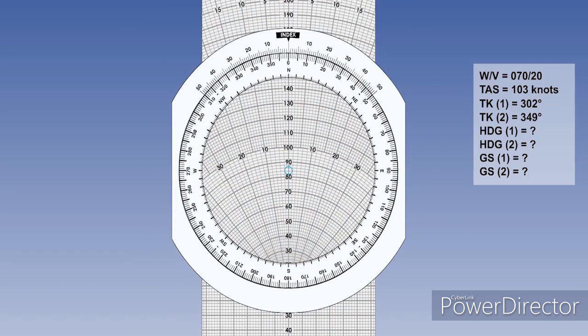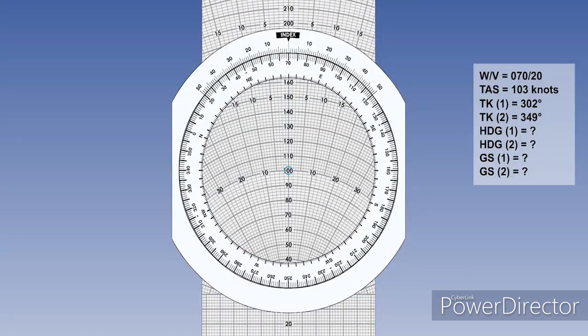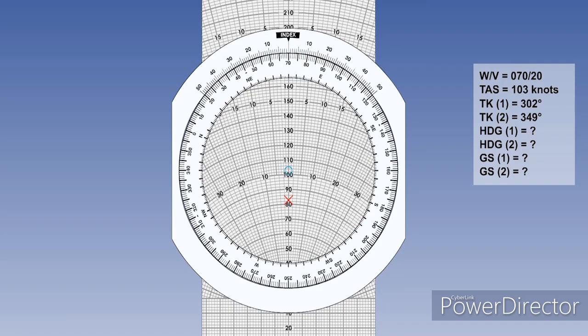First, we'll put the wind mark on the window. Rotate the inner scale and set the wind direction of 070 degrees against the index mark. Adjust the slide so as to put a thick speed arc under the center circle. Mark a cross on the center line of the slide, down from the center circle, at a distance representing the wind speed of 20 knots. Now adjust the slide to put the true airspeed of 103 knots under the center circle.